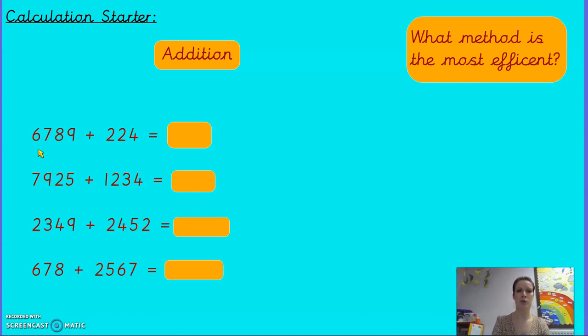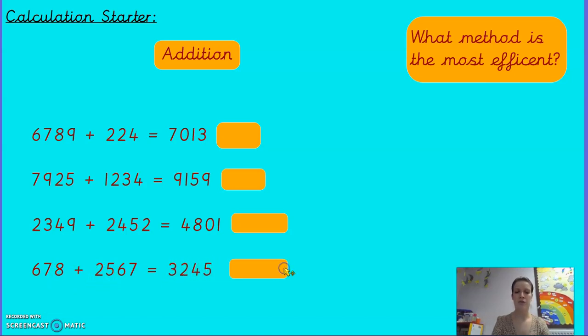6,789 add 224 equals 7,013. 7,925 add 1,234 equals 9,159. 2,349 add 2,452 equals 4,801. 678 add 2,567 equals 3,245. So well done for giving these a go, and well done if you got them correct.